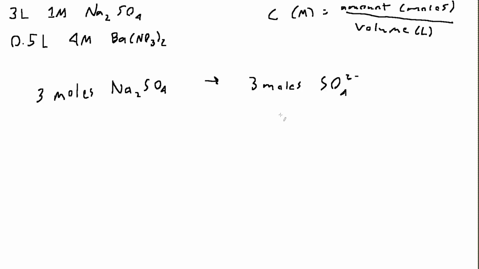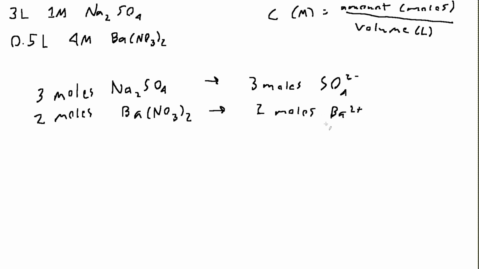Okay. Then we add the barium nitrate solution. Remember, every nitrate is always fully soluble. So how many moles is that? Well, we have 0.5 liters times 4 molarity. So that's 2 moles of barium nitrate being added, which means that there are 2 moles of barium 2+ being added.